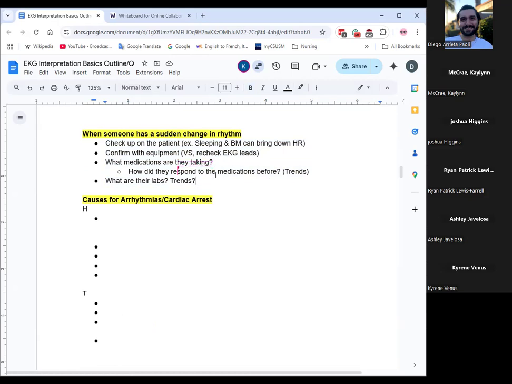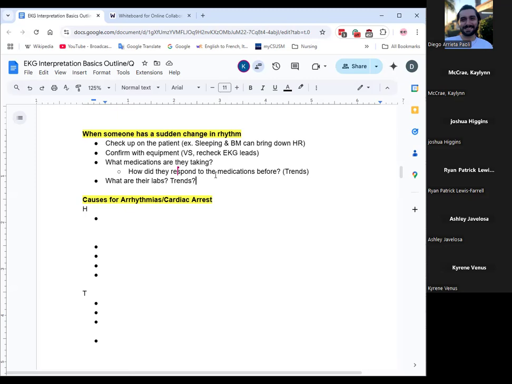So I'll include some of what you guys listed as well. I have listed check up on the patient. Inherently, you're going to want to check the patient first to make sure they're fine. You can then confirm with the equipment, make sure the equipment's properly working, the leads, vital signs.